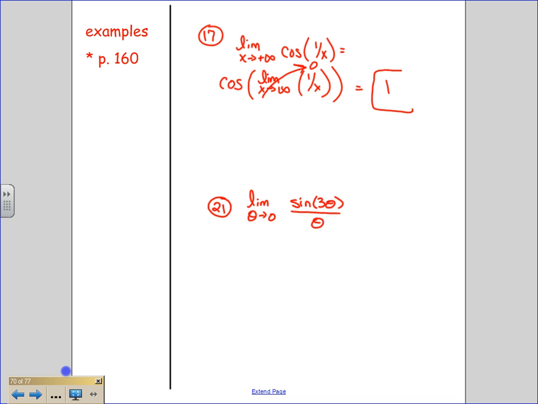Cool. Limit as theta goes to 0. Did any of you guys get the trick for these ones? 3. However, could you prove it? Yes, you could. Because sine of u over u goes to 1. 1 times 3 is 3.